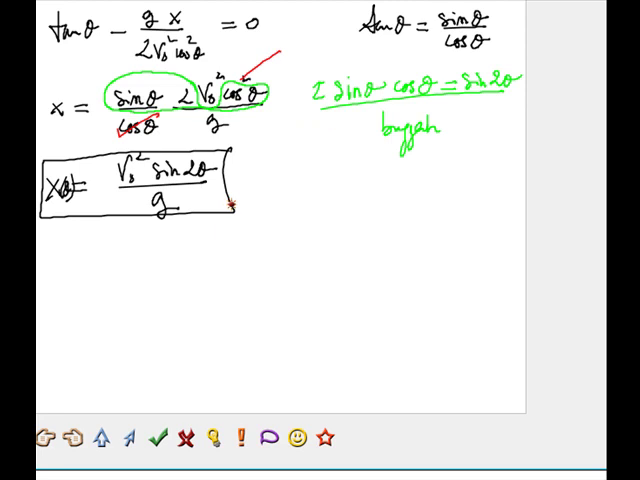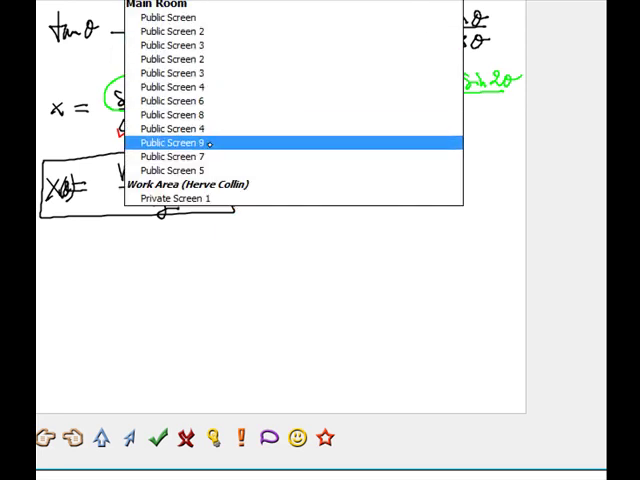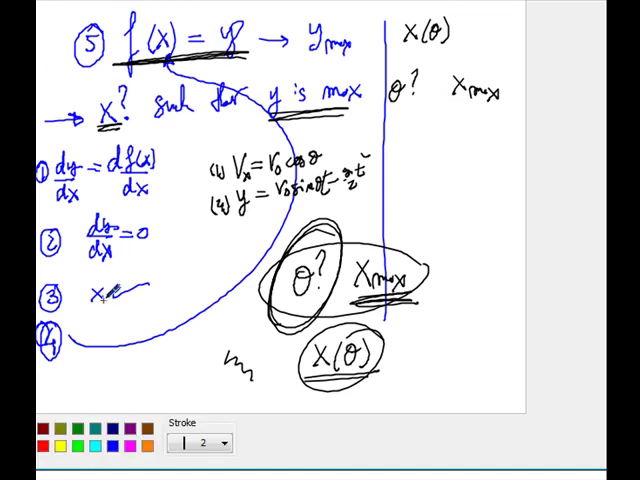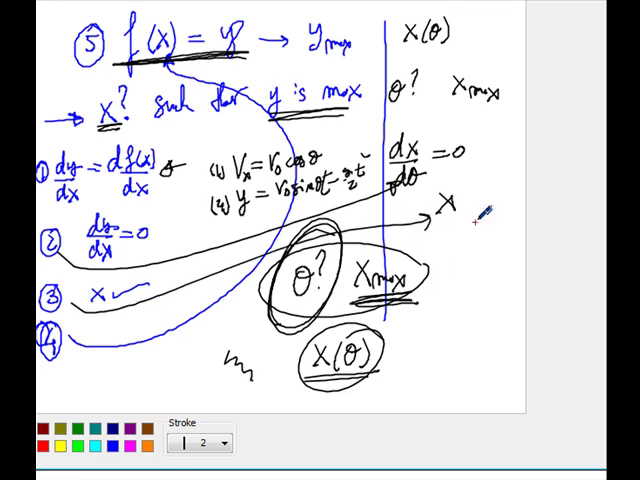And now we can use what we've learned before with calculus. We're in the same situation as before. So all we have to do if we follow the same recipe as calculus is to take the first derivative of x with respect to theta. That's step 1. Then equate this equal to 0, that's step 2. Then obtain the x, that's step 3. And then let's put back x into the original equation, and we get the theta for x max.